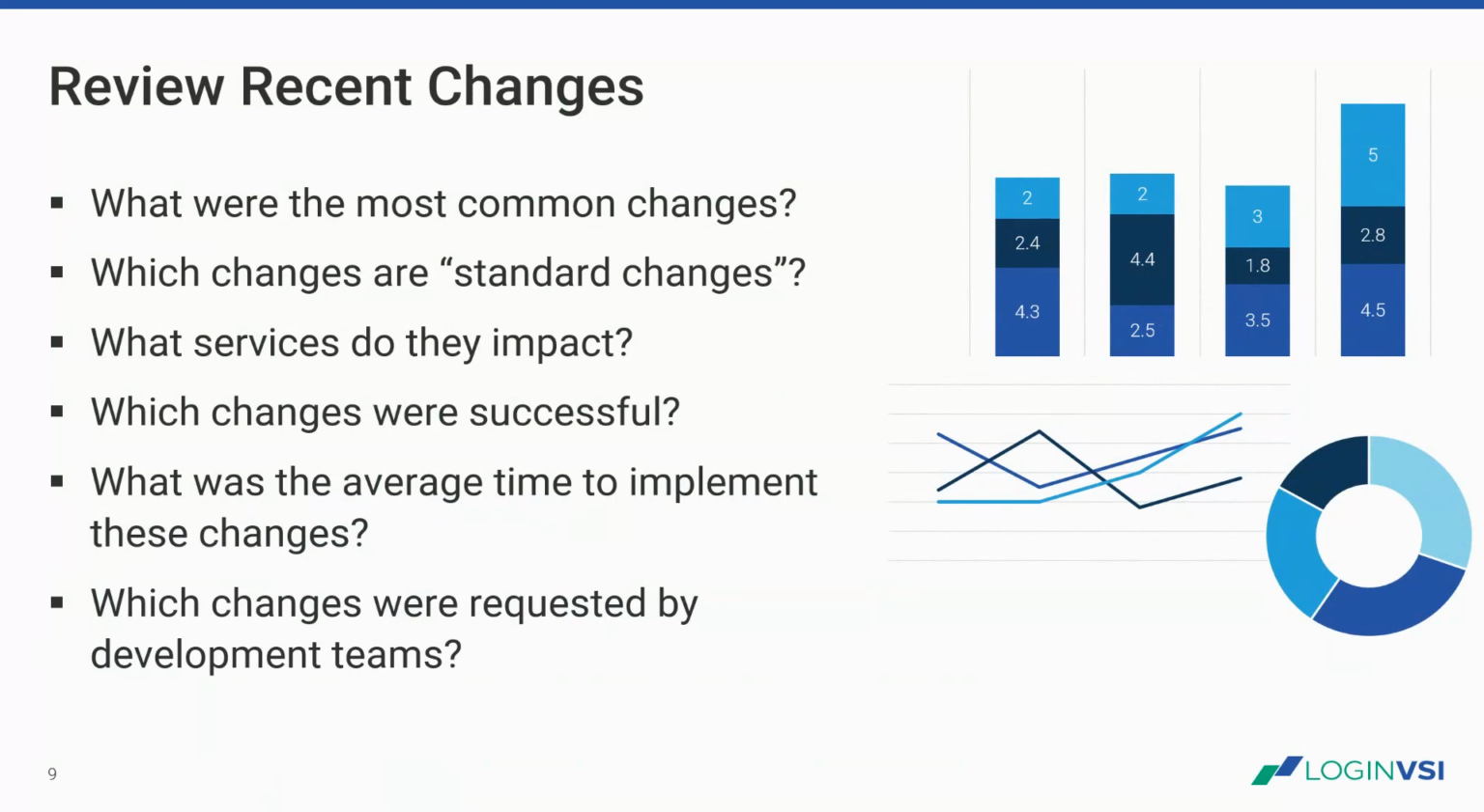First thing we would want to do is take a look at our recent changes. What were the most common changes? Which changes are standard changes today? What services do they impact? Are there services that are harder to modernize than others? Which changes were successful? What was the average time to implement these changes? And which changes were requested by development teams?